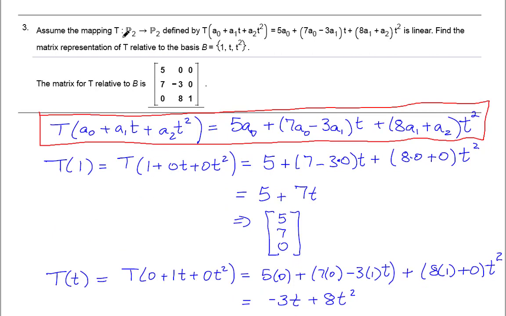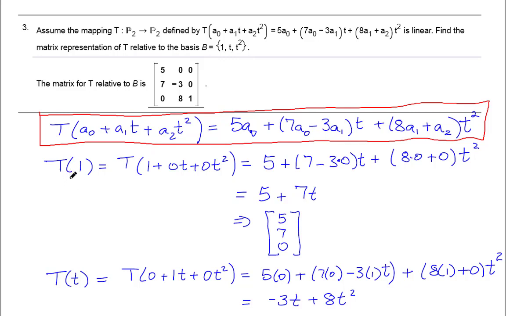In question 3, we have a mapping, and the mapping takes an element in P2, second degree polynomials, into the second degree polynomials, and it does it in this particular manner. They're showing us what it does to this second degree polynomial. Okay, we get this combination, and they want us to assume the map is already linear. So what does it do relative to the normal basis?